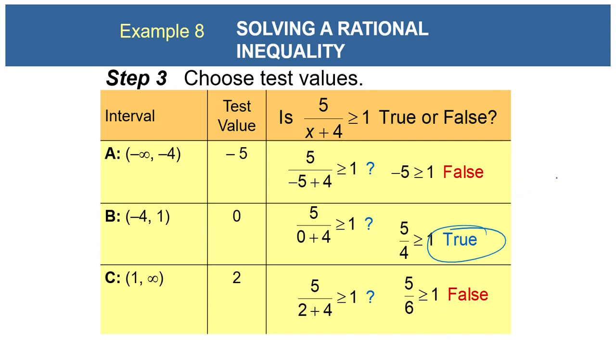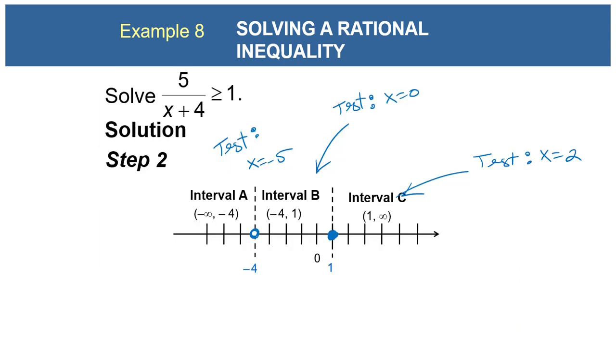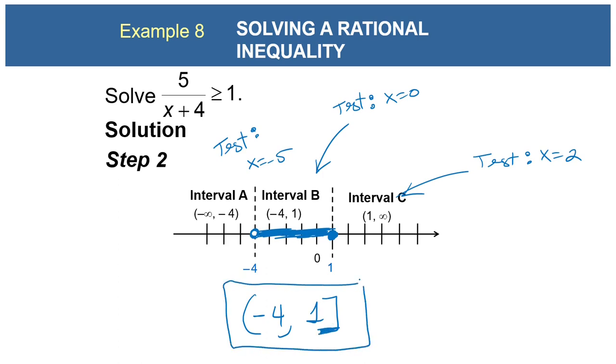So if you look at our region, let's go back to our region, we would shade only between negative 4 and 1. So what's our solution? It's going to be a parentheses for negative 4 because it's an open circle, and a square bracket for 1 because it's a closed circle. So this is our solution for example 8, negative 4 to 1.